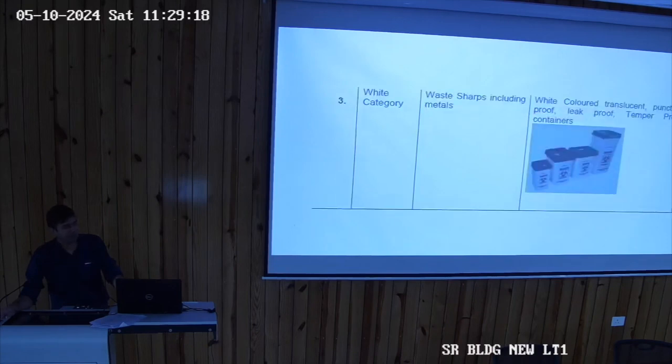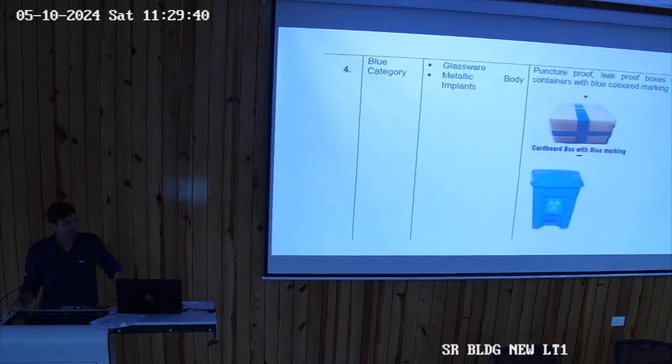Then white category, it contains waste sharps including metals. So for that they take a white colored, translucent, puncture proof, leak proof, tamper proof container. This container has a lid, and there is a hole in the lid. Once you fill it 3/4, you seal the lid and then it goes for the deep burial. Then there is a blue category which contains glassware or metallic body implants. So for that we can use puncture proof, leak proof boxes or containers with blue colored marking. We can make a box like that, or we have blue boxes available in the market like this.